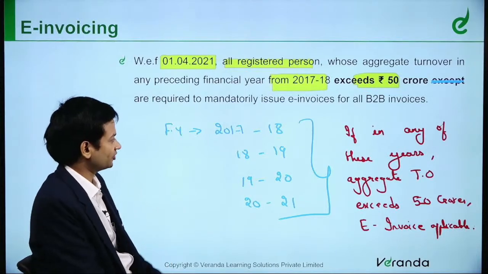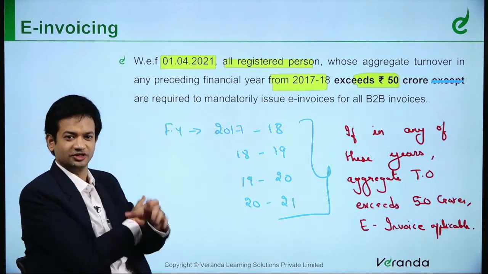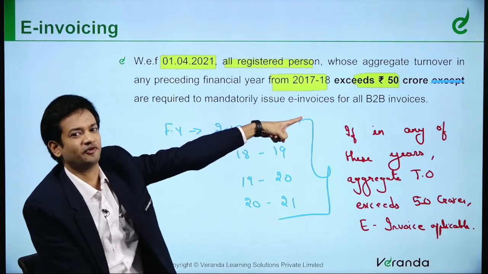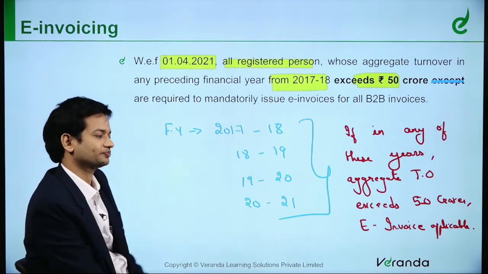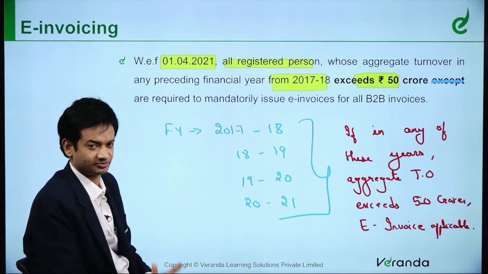So, we are talking about financial years 17-18, 18-19, 19-20, 20-21. In any financial year, that's the catch here. See, there is no amendment in this concept. The amendment is, it was 100 crores, they made it 50 crores. But I am just explaining this concept, refreshing your provisions for e-invoicing because it's important for the exams.